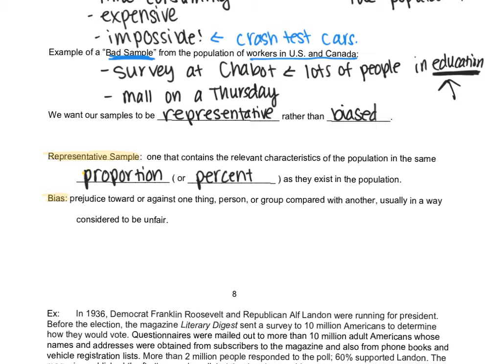And then bias would be prejudice toward or against one thing, person, or group, compared to another, usually in a way considered unfair. So again, my survey at Chabot was biased towards education, or biased towards teachers, because there'd be too many teachers.